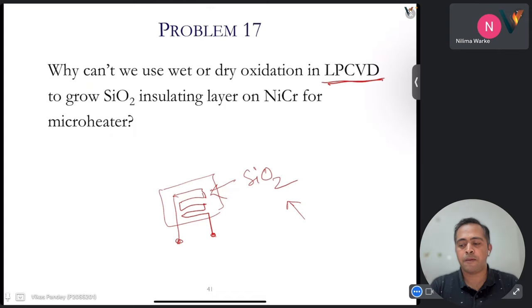Any idea? No, sorry. Is it PECVD or APCVD? Not confused. PECVD. Yes, yes. Continue. PECVD is fine. We use PECVD, but why? It is plasma enabled. So.